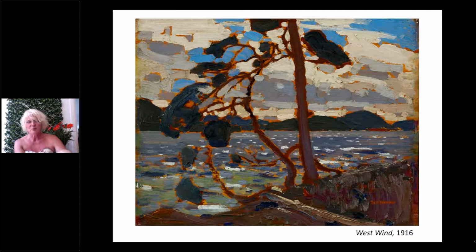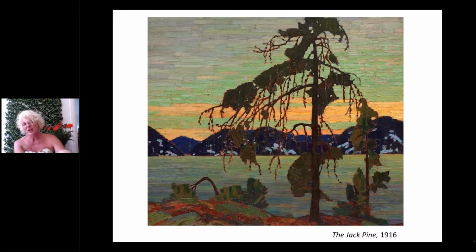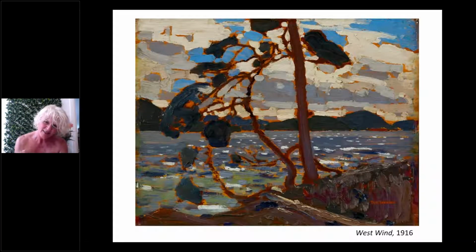West Wind is probably, along with the Jack Pine, the most famous of those images. Now, what is it about these two images that are so definitive of Thomson's work? And what is it about these images that became so kind of definitive of the Canadian imagination? Why is this and this kind of becomes synonymous with Canadian wilderness and Canadian art in general?